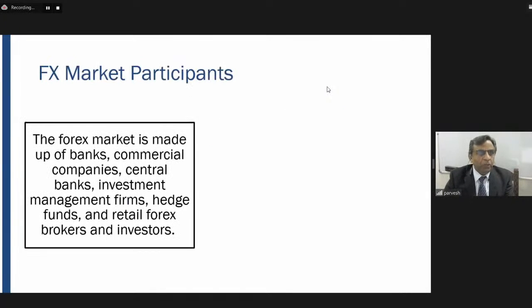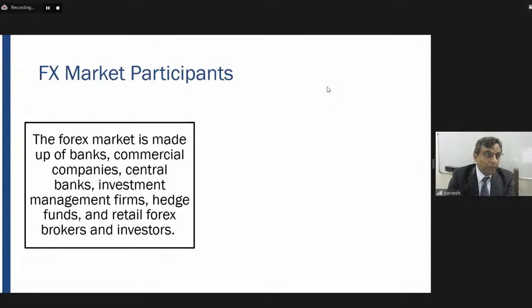Now, I was talking about the participants. Who are the participants? They are the banks, which are the major players in the forex market, and the commercial companies, the MNCs, multinational companies, or companies which require foreign exchange, either for their immediate use or for future use, so they will enter into a forward market. Then the central banks, like the Reserve Bank of India in India and the Federal Reserve in America. All the central banks intervene in these markets for their own purpose, either to stabilize the rates or for procuring or selling currencies.